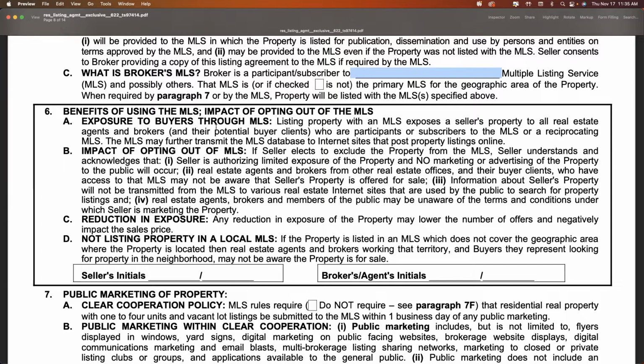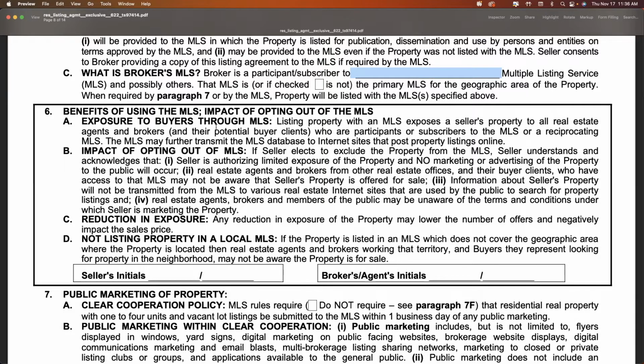So basically what they're explaining to the seller is, hey, Mr. and Mrs. Seller, if your listing agent is coming to you with a marketing technique of we're going to hold it out of the MLS for a certain amount of time, you need to know that this is what's happening with it. Okay. Now, if the seller has a real reason for wanting to withhold it, this is not going to be an issue. Okay. The reduction in exposure: any reduction in exposure of the property may lower the number of offers and negatively impact the sales price. We know that to be true. Absolutely know that to be true.